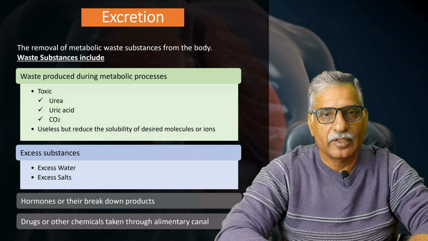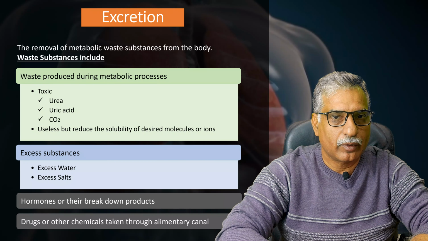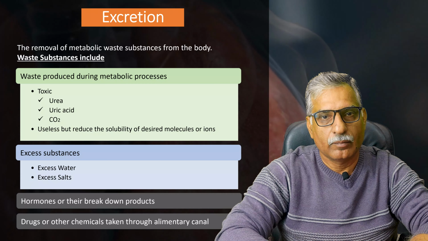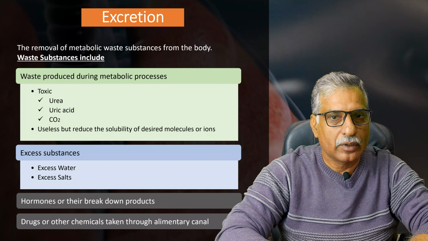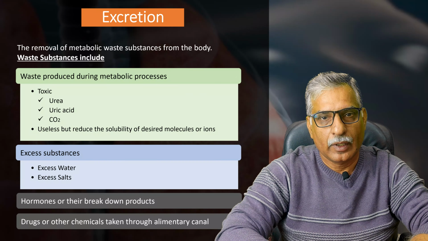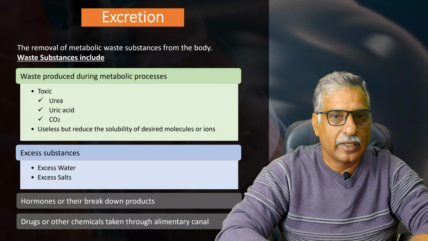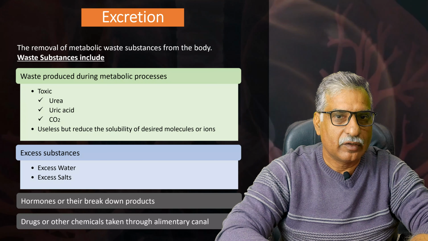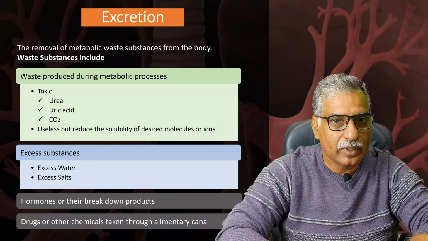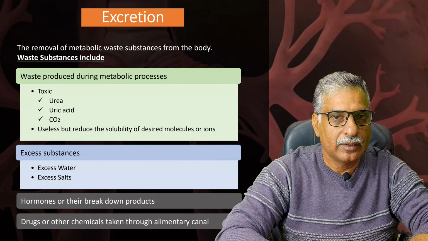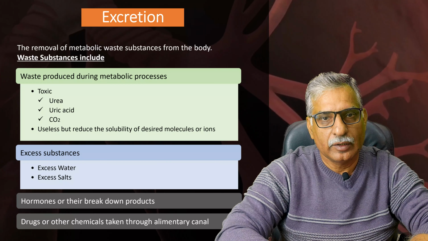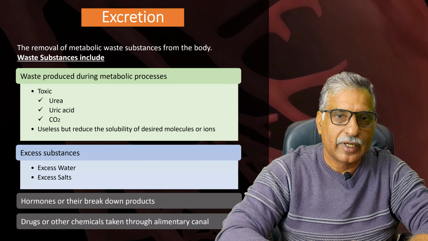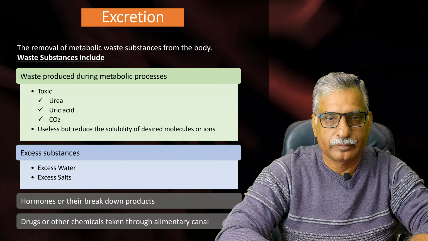For example, respiration is a very important chemical process that occurs in all living organisms. During respiration, energy is released, and along with energy, carbon dioxide and water are also produced. This water, if it becomes excess, is a metabolic waste. And carbon dioxide, if it is retained within the body fluid, will form carbonic acid and cause toxicity. That's why it is required to be removed.